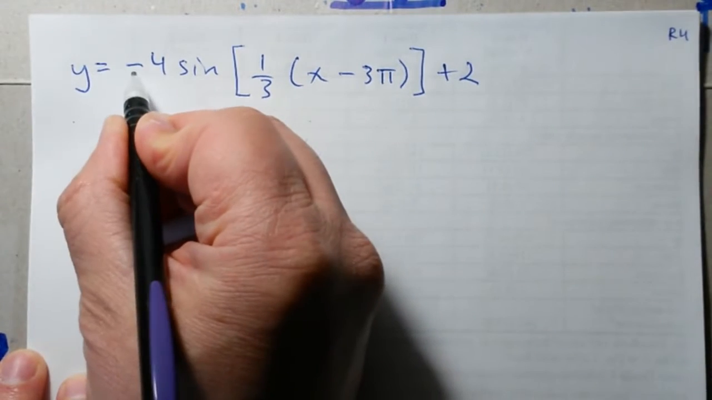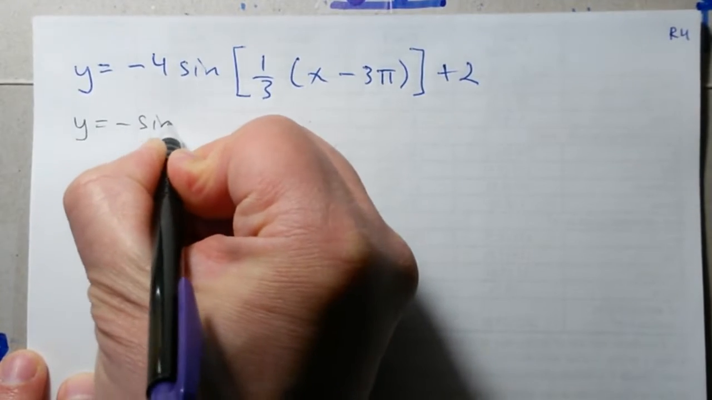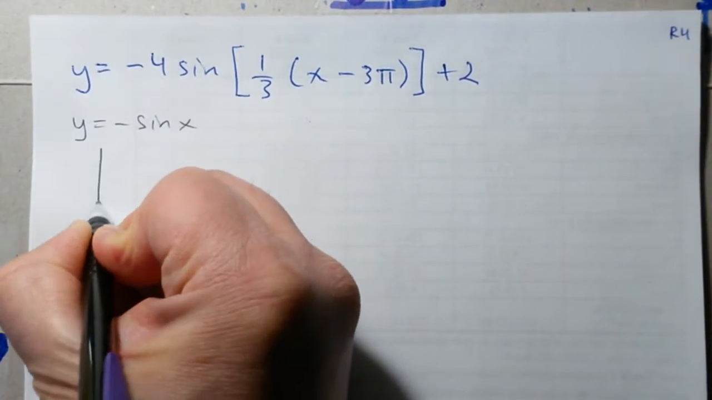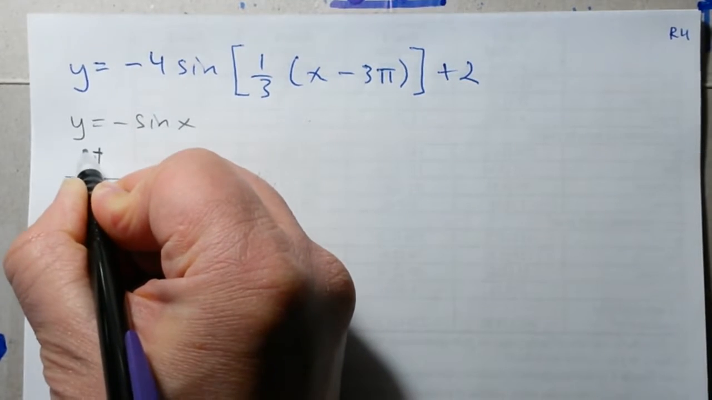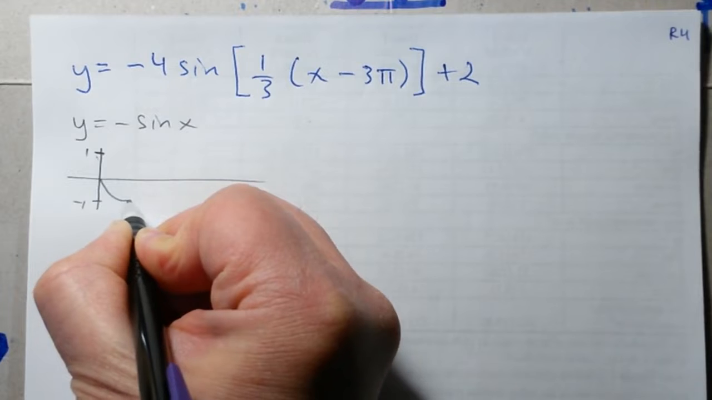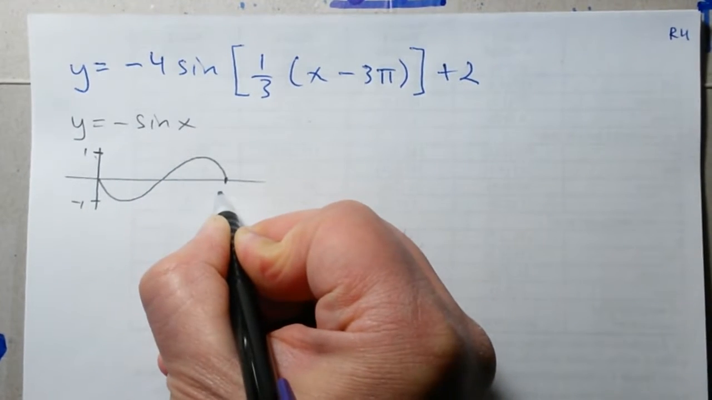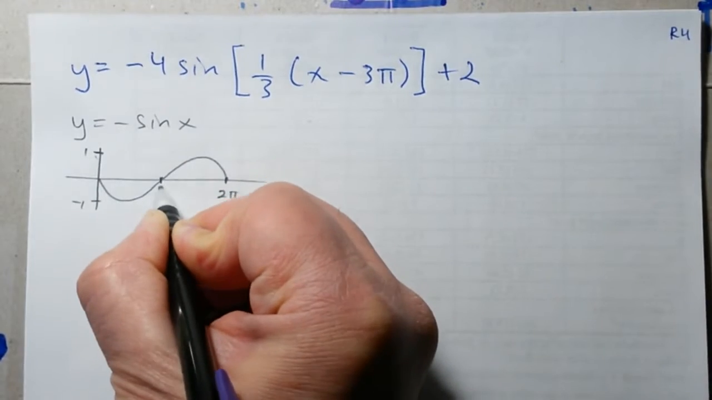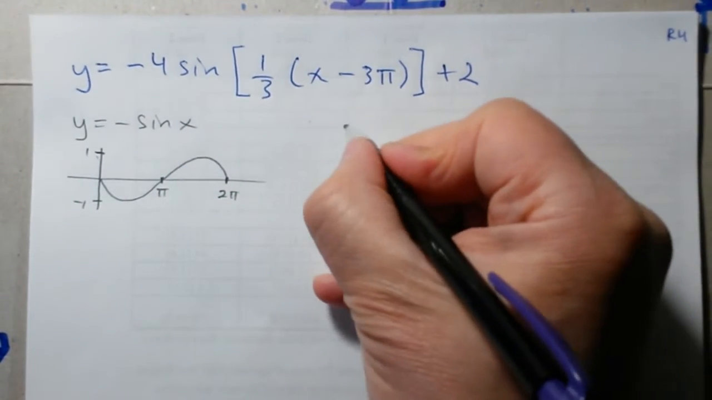Okay, first, what's our base function? Well, our base function here, since we have a negative sign, it will be y equals negative sine x. Let's sketch it here. Basically, that's +1, that's -1, and we start at 0. Then we go down, then we go up again, and then we go down there. And that will be 2 pi and halfway between pi. Okay, now that we got our base function, let's collect our data.